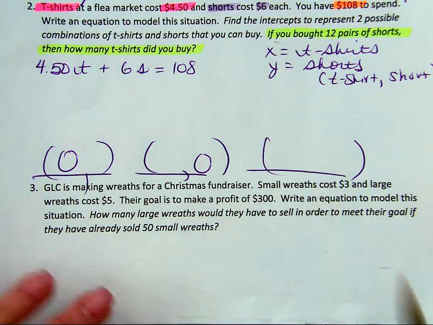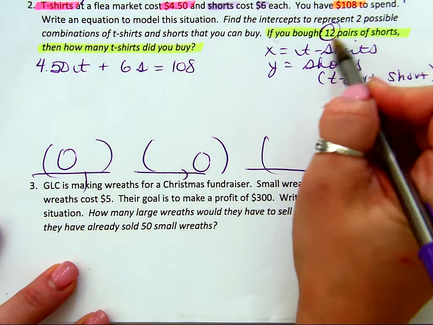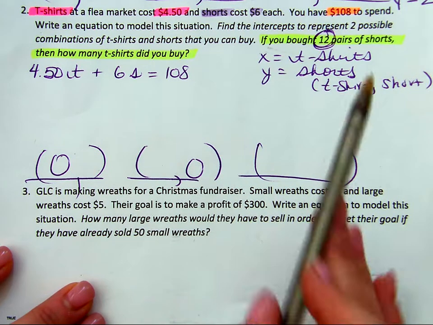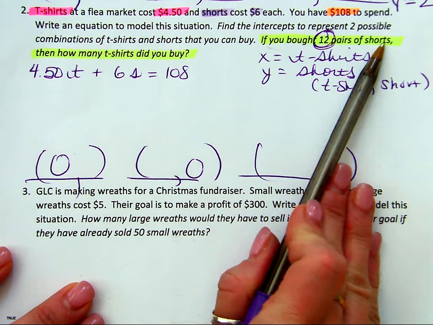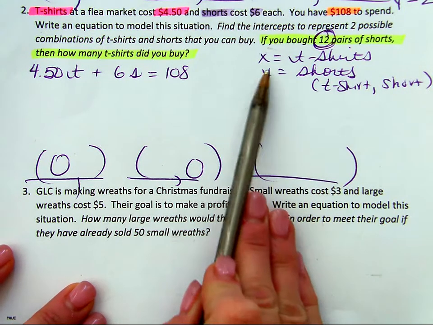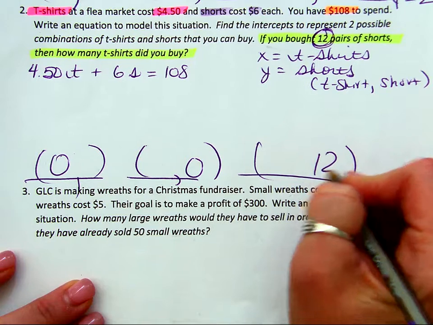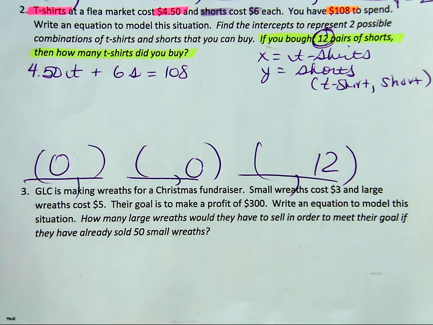Yeah, so now my question is, where does 12 go? First or second? If I bought 12 pair of shorts, do you see how important this little tidbit of information is? Okay, so the 12 is going to go here. So then how many shirts could I get if I walk out of there and say, I am not leaving this flea market without at least 12 pairs of shorts? Okay? So, absolutely, yes. So now that I have this information, let's do this.